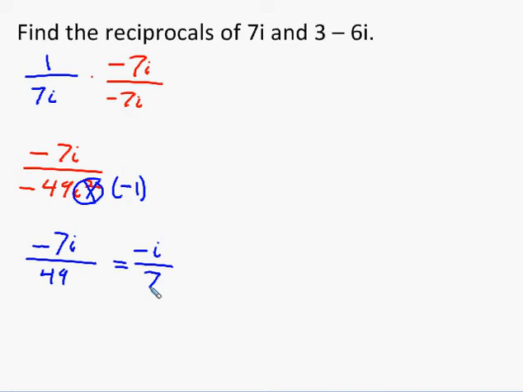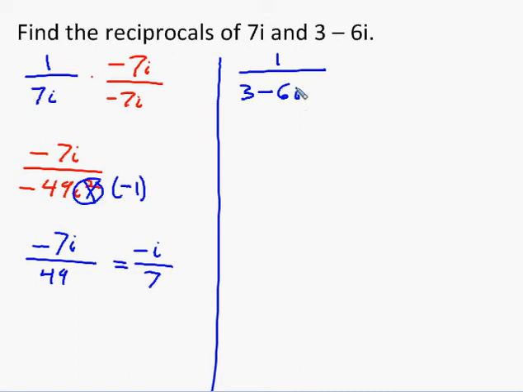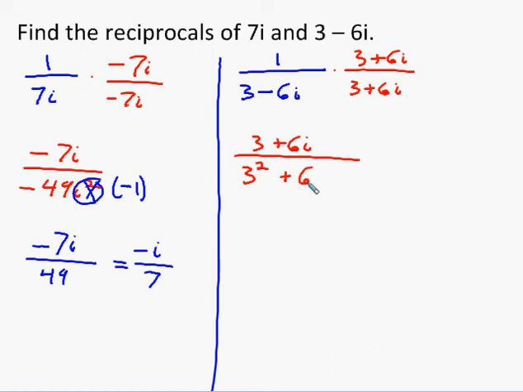And our last one here, the reciprocal of 1 over 3 minus 6i. Well, we can't have an i in the denominator, so we're going to multiply the top and bottom by the conjugate, which is 3 plus 6i. Again, that thing we learned earlier, that when we multiply a complex number by its conjugate, it's just going to be equal to a squared plus b squared. In the numerator, that's nice and easy. It's just 3 plus 6i. In the denominator, we have a squared, which was 3, plus b squared, which was our 6.